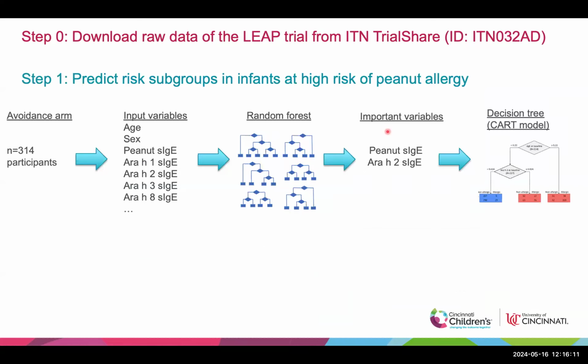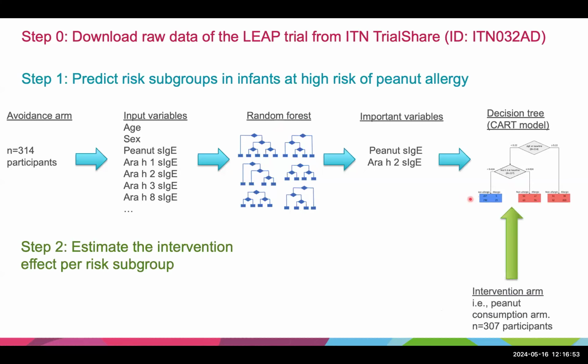Step 1 was to predict risk subgroups in infants at high risk of peanut allergy. For this, we used the infants from the avoidance arm, 314 participants. We used a set of input variables, which I will talk about. We applied a random forest for feature selection, to pick which variables are really predictive at baseline of developing a peanut allergy at 60 months of age. And then we built a decision tree out of these important variables. I will give you a very brief introduction to random forest and decision trees, but this is the general workflow so that at the end we get risk subgroups, which we define as each of these terminal nodes being one risk subgroup in the decision tree.